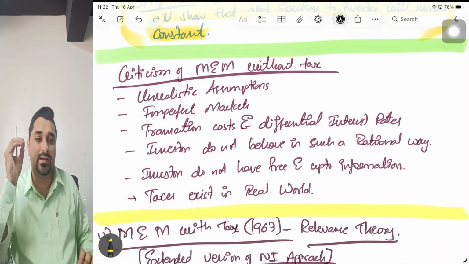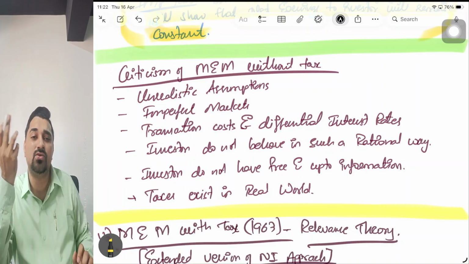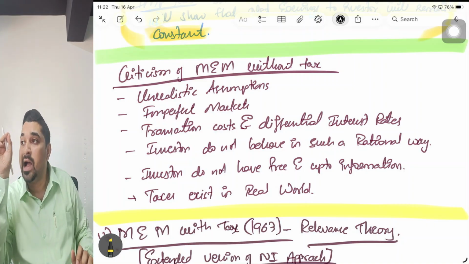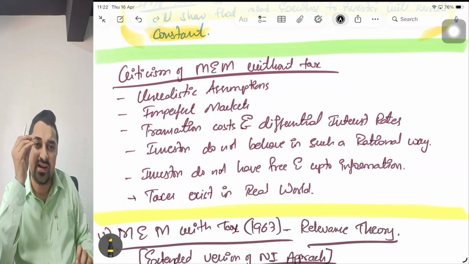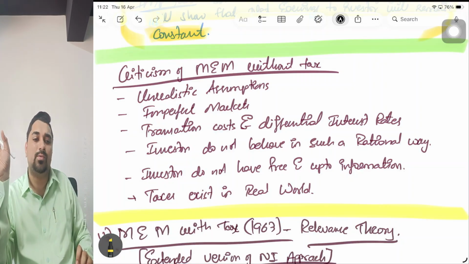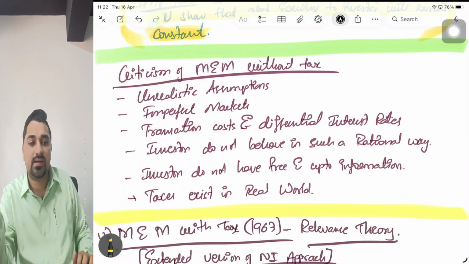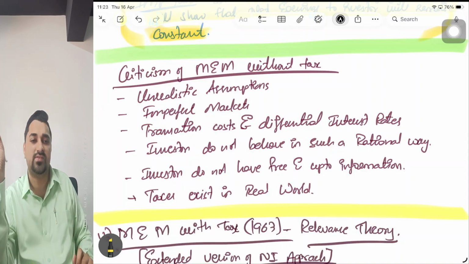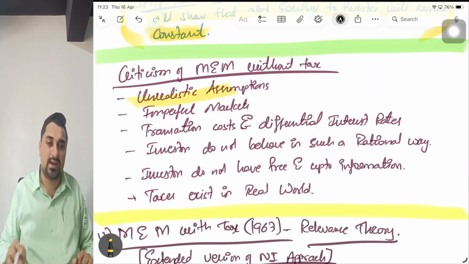People went and criticized M&M. What are your assumptions? Who will be so calculative? I'm a 10% holder here, I'll be only 10% there. I will borrow at 6% only, as the company also borrowed at 6%. Everything is not at all possible in real life. There are no transaction costs in this entire process. In real life there is STT, there are taxes, processing fees, DP charges, a number of charges. Then he faced criticism. People criticized him for unrealistic assumptions.